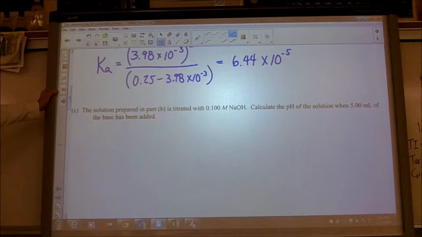All right, Part C. The solution prepared in Part B is titrated with 0.1 molar sodium hydroxide. Let's stop right there. You can't use the same ICE chart. I was going to ask, is this a buffer or a titration? Titration. Is this a titration to a buffer? No. Are we titrating to a buffer? So there's a buffer in this? Yes. Where? Let's go back up.